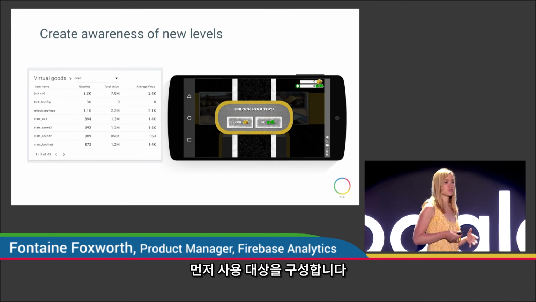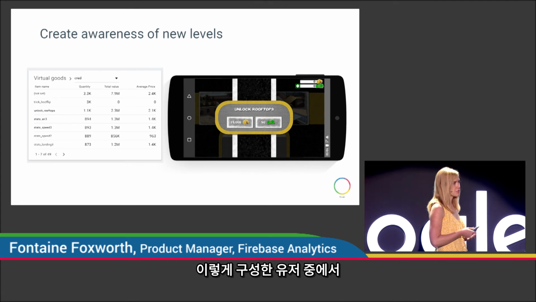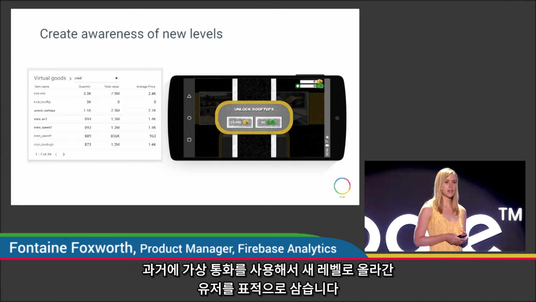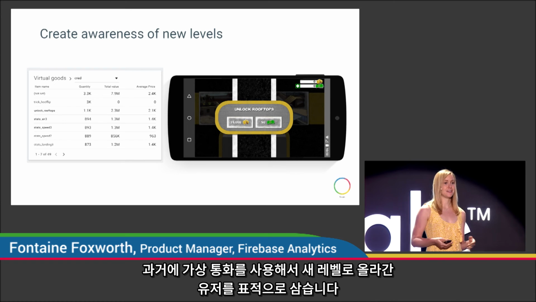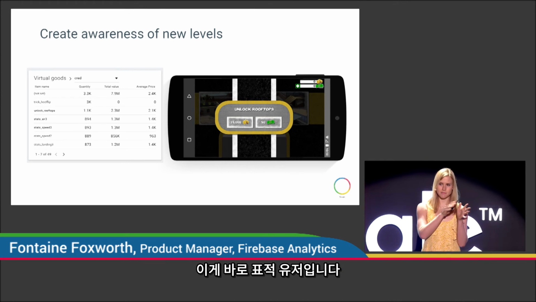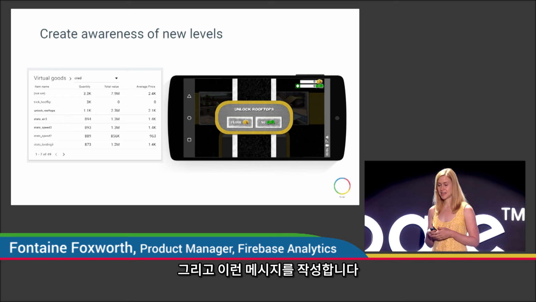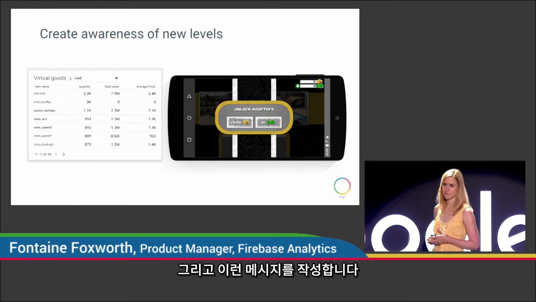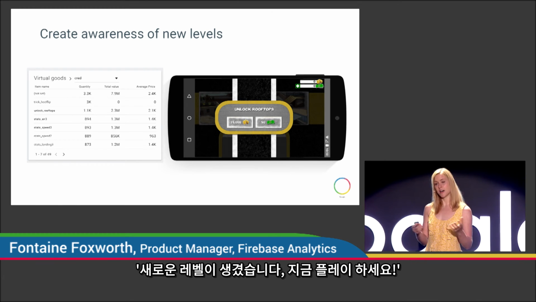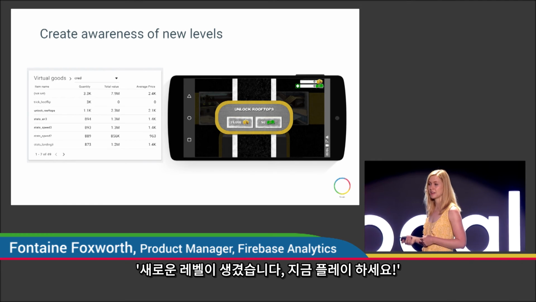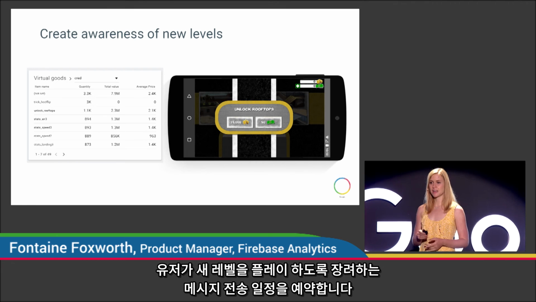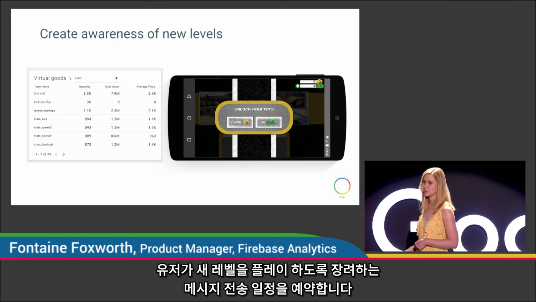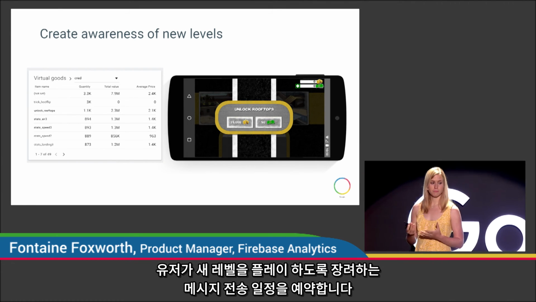So first, I construct my audience. And for this particular group of users, I think I would target the users who have historically spent virtual currency to unlock levels. So that's my target users. And then secondly, I would craft my message. Maybe unlock the newest level, come play now. And then by combining these together, I can schedule my message to encourage my users to actually play and unlock this newest level.